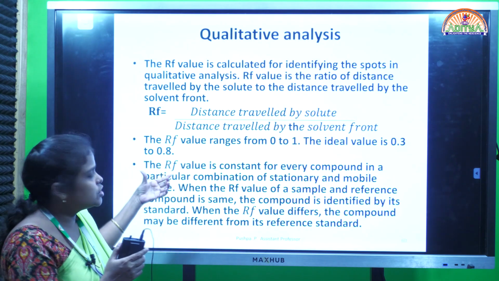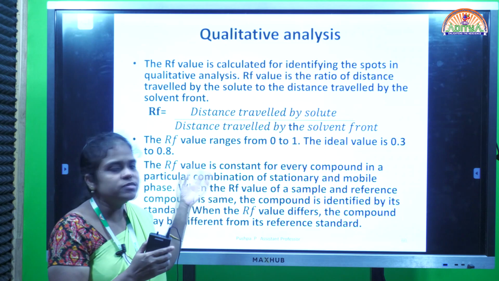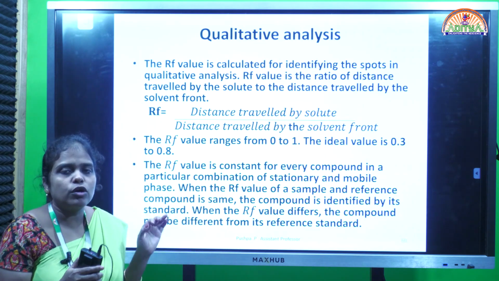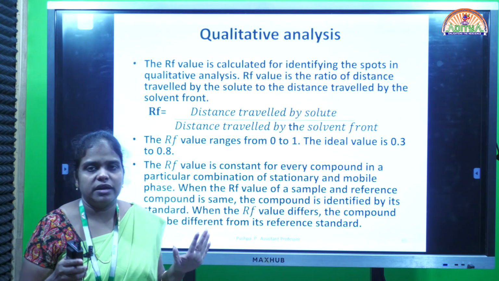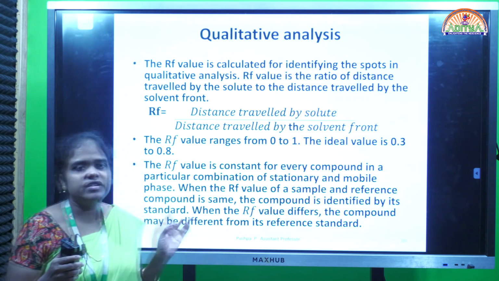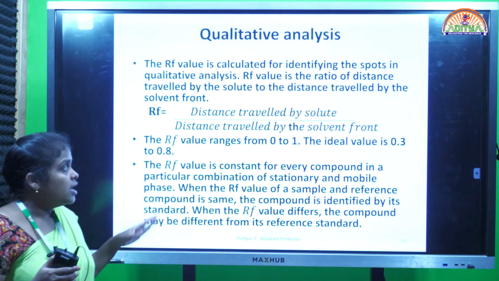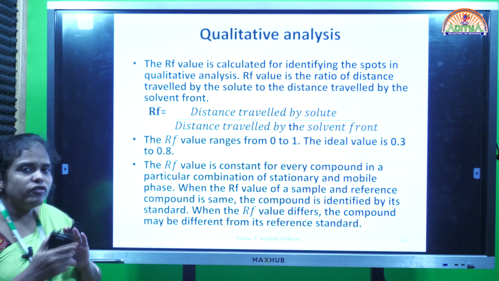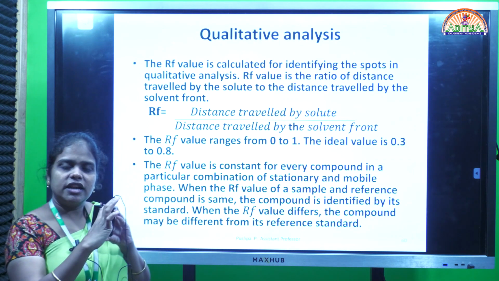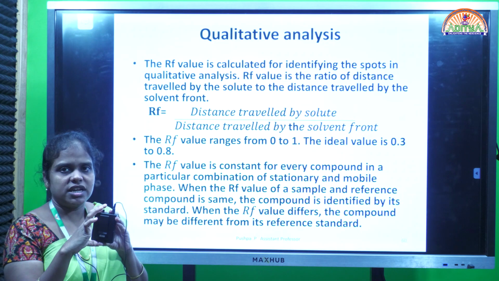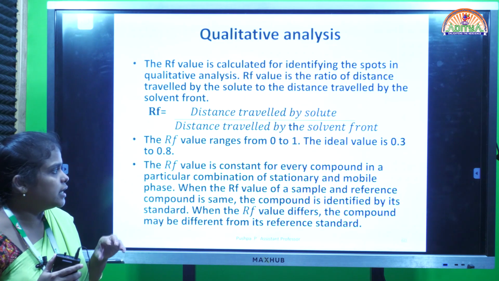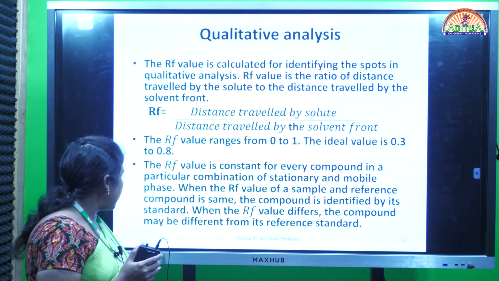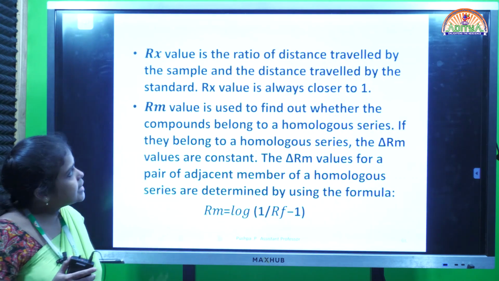So for ideal solutions, usually the Rf value will range from 0 to 1. Mostly if it is 0.3 to 0.8, it means we can conclude that we have done the experiment correctly. So the Rf value should be mostly between 0 and 1. For example, for every compound, how will we do it? We will take one reference and one stationary phase. This is called the Rf value, and after that one more thing is the Rx value.